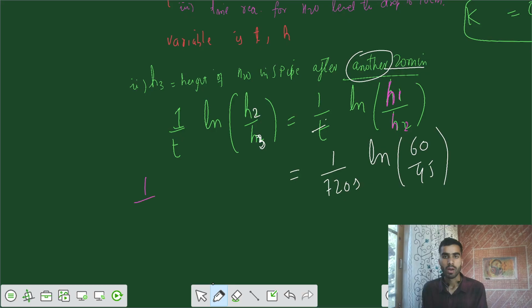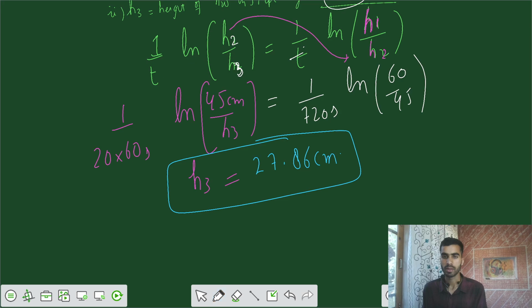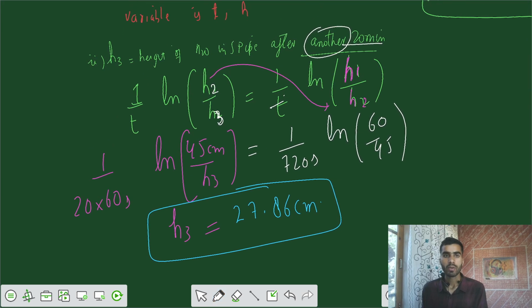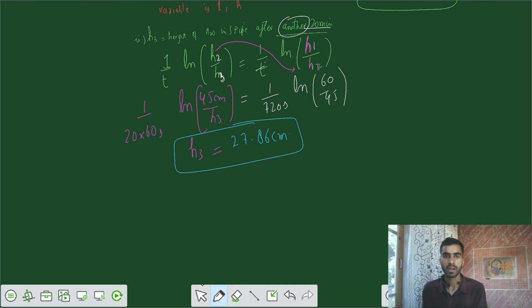So I can write here we have another 20 minutes and ln of H2, that's 45 centimeters, divided by the height H3. From that I can get the height of H3 in the standpipe. How much is that? Height H3 is 27.86 centimeters.